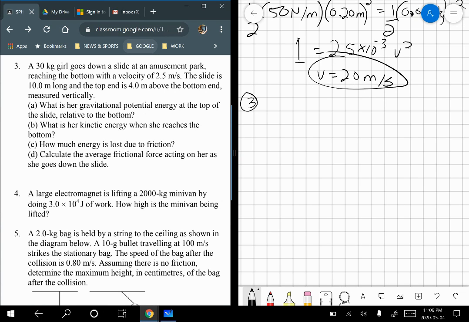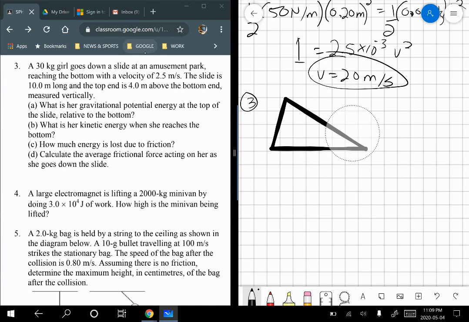I used to use this question as a test question, as an application question. So here it goes. A 30-kilogram girl goes down a slide at an amusement park, reaching the bottom with a velocity of 2.5 meters per second. The slide's 10 meters long, and the top end is 4 meters above the bottom end, measured vertically. So here's your situation. This is basically a triangle.